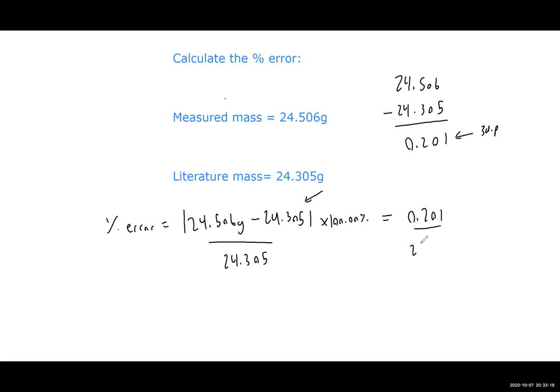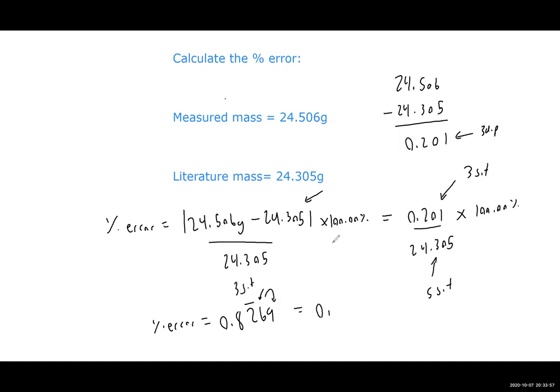Now that we've completed the subtraction operation, we're now dealing with a multiplication and division operation, which cares about significant figures. And as we can see, the top number only has 3 significant figures. So when we take 0.201 divided by 24.305 times 100, we get out for our percent error 0.8269 that we round only to 3 sig figs, which gives us 0.827%.